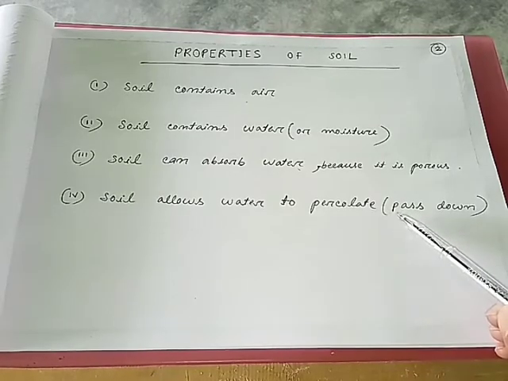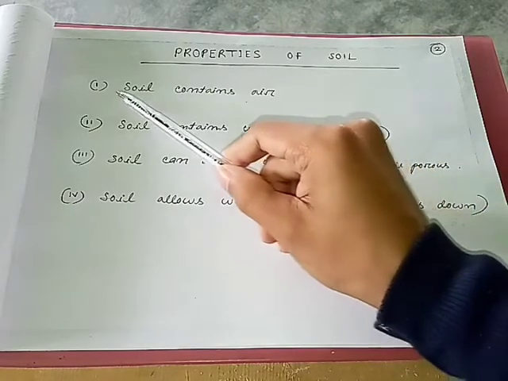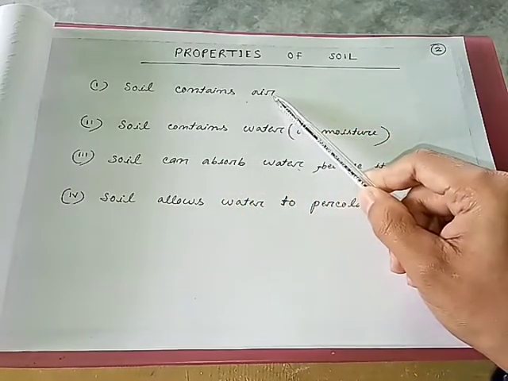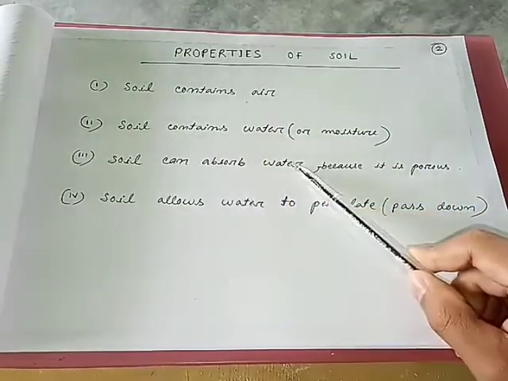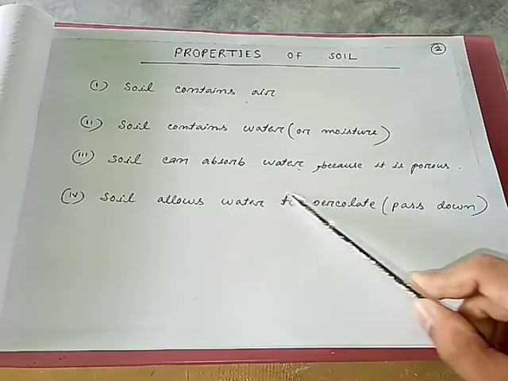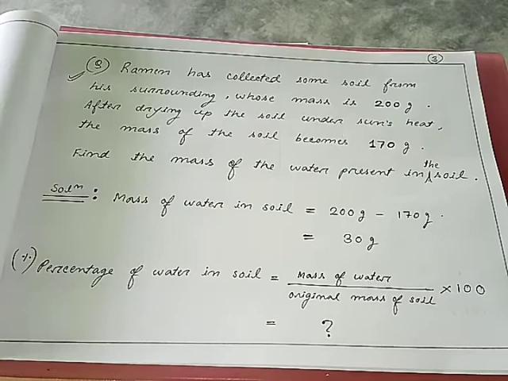So these are the four properties of soil. Number one, soil contains air. Soil contains water. Soil can absorb water, and soil allows water to percolate. Now, property number two says that soil contains water. Any soil contains some amount of water in it.